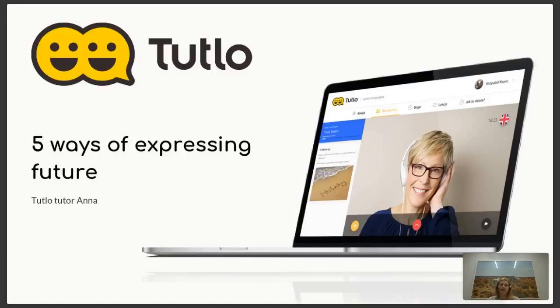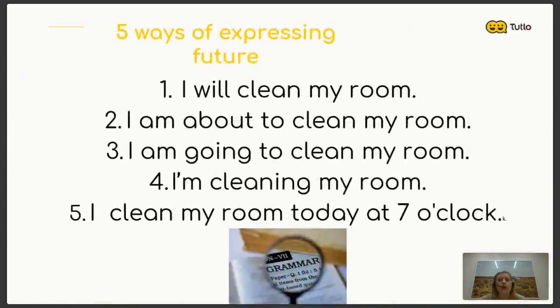So let's look at my examples then, because I have prepared them for you. I will clean my room. I'm about to clean my room. I'm going to clean my room. I'm cleaning my room. I clean my room today at 7 o'clock. So it's 6 o'clock and I tell you, I clean my room today at 7 o'clock. There are of course more constructions that we use to talk about future, but I listed those that are the most common.